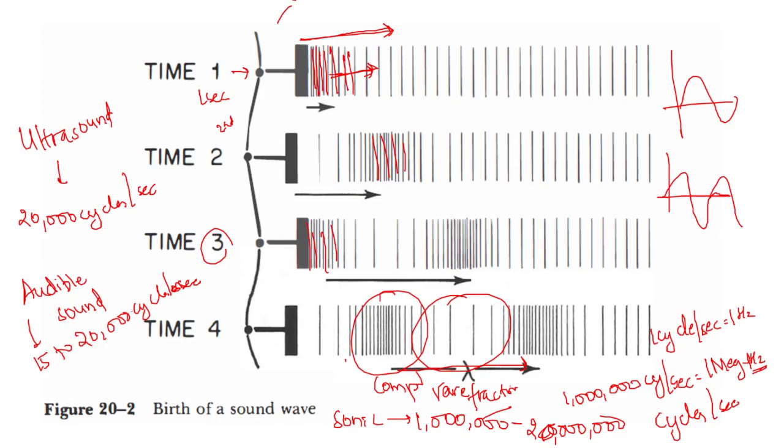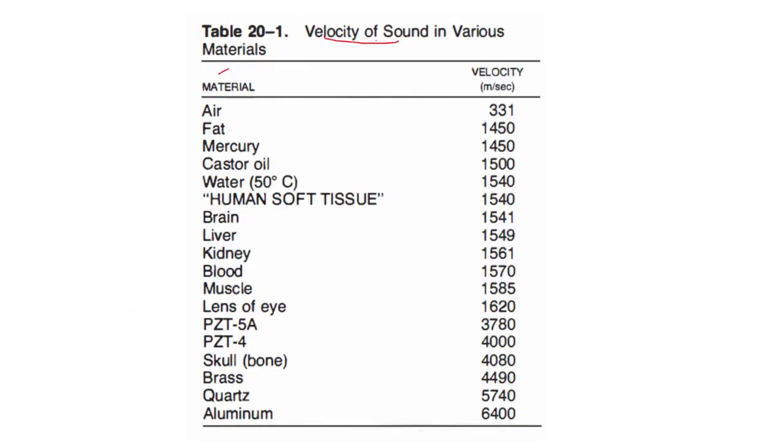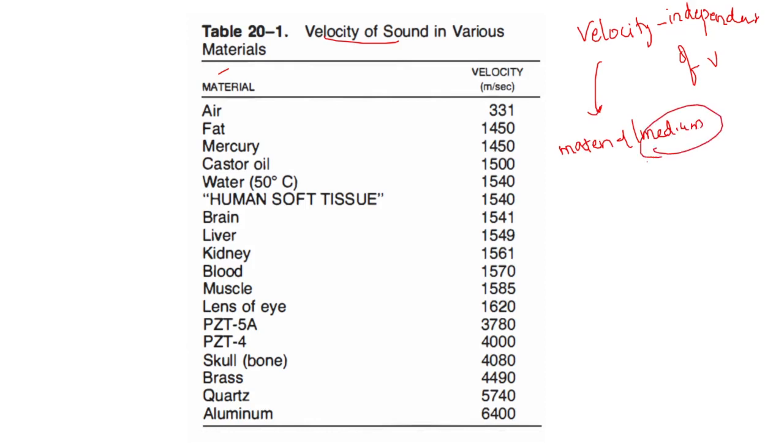Okay. The next important thing is velocity of sound. Velocity of sound is actually independent of frequency, and is mainly dependent on the material or the medium in which the sound travels. And medium has two properties. Medium can be compressible and at the same time have density. So the velocity of the sound depends upon the compressibility and density of the medium in which it travels.